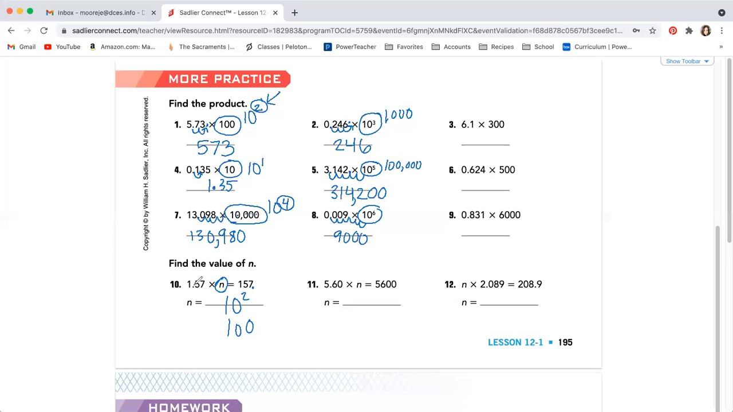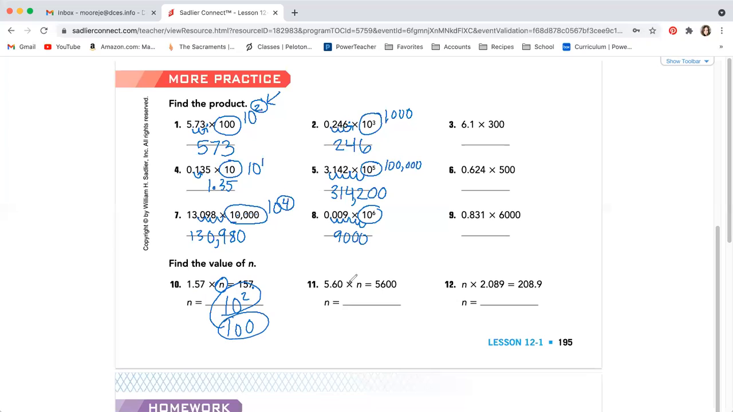1.57 times 100 would cause it to go, I like to move it, 2 place values, and it would change into this number, right? So we have tested it. It works. You can put 10 to the second, or you can put 100. Both of those answers are correct.